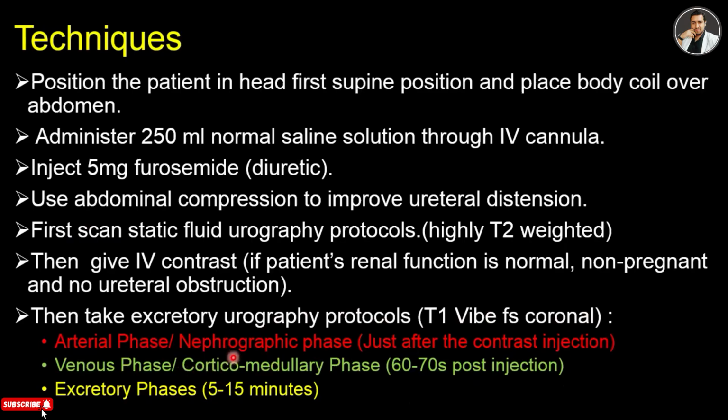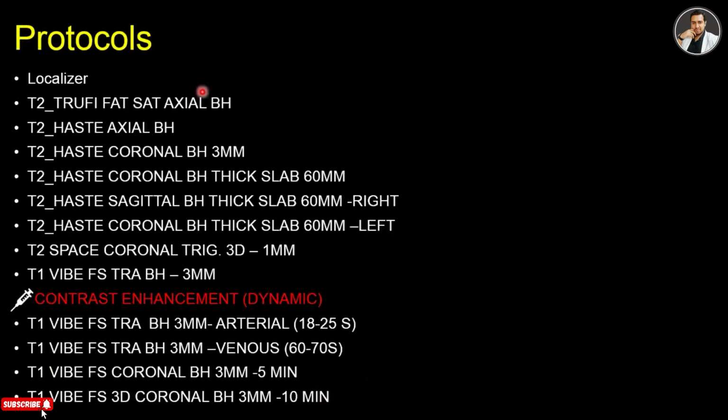I made a mistake here. The first one will be the corticomedullary phase and the second one will be the nephrographic phase, at 60 to 70 seconds post injection, and then the excretory phase will appear 5 to 15 minutes later post contrast. So you have to repeatedly take this T1 Vibe coronal multiple times, and find the proper sequence or protocol where you get the full ureter and the bladder. So these are the protocols.